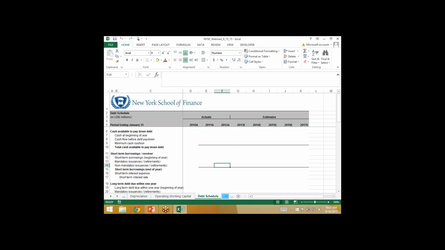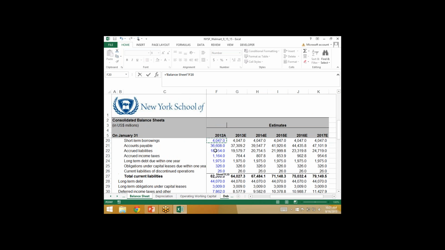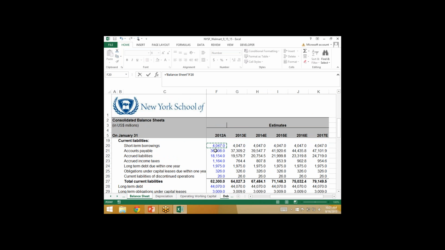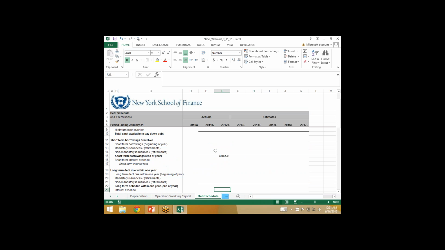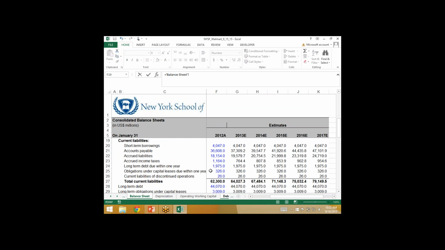So I'll start here. The 2012 short-term borrowings end of year, the last reported balance of short-term debt will come from our balance sheet in 2012. Short-term borrowings. The long-term debt due within 1 year we'll pull in from the balance sheet. Long-term debt due within 1 year, last reported balance.